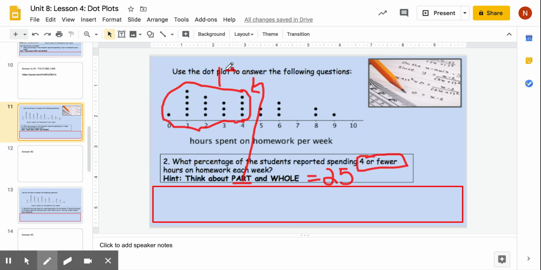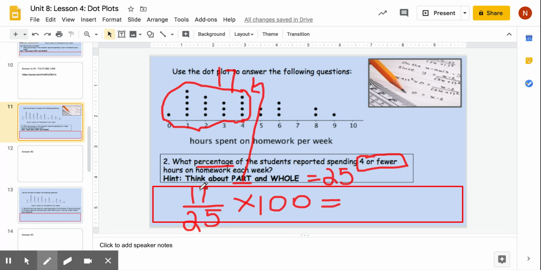was 17 students. So now I can find my percentage by taking the 17, which is the part, and I can divide it by the whole, which is 25. It's going to give me a decimal. I multiply it times 100, and I get my percentage. So I can use a calculator for this part.